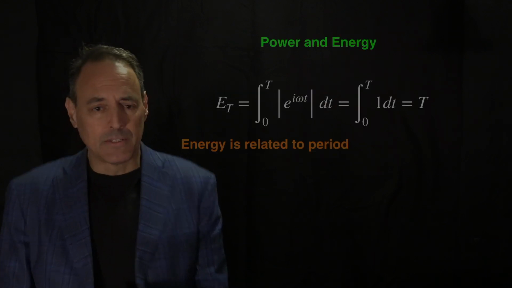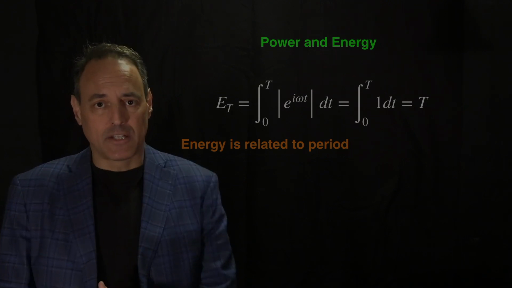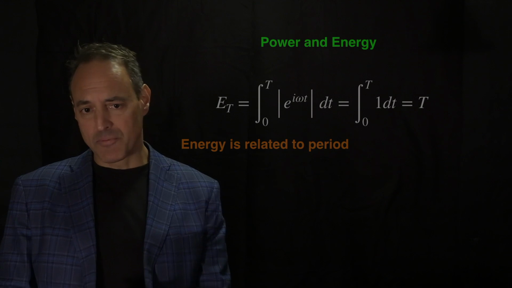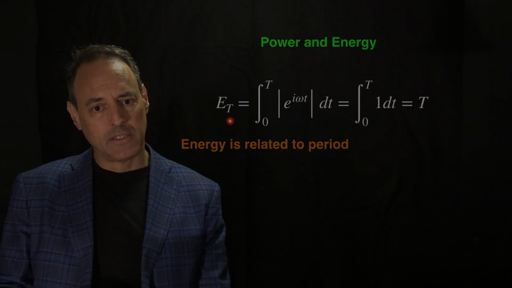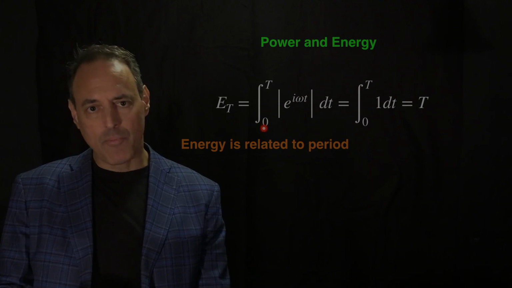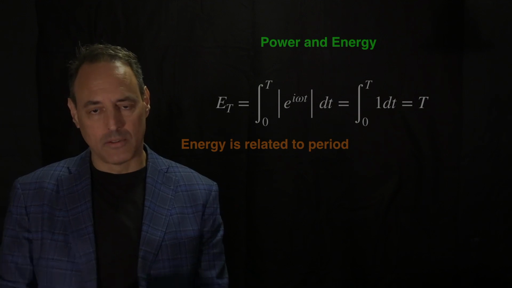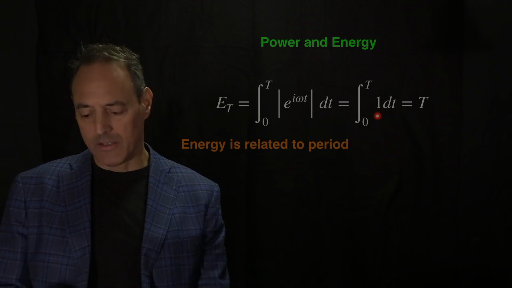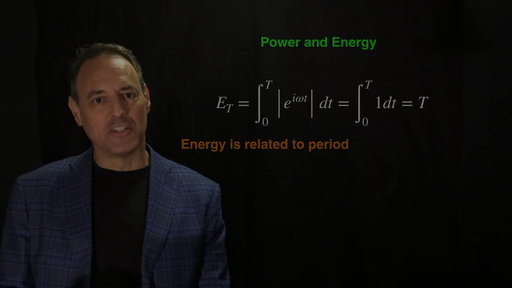Okay, let's talk about the power and energy, because the power and energy delivered by these exponential signals very much matter. And so we can think about the energy delivered over a period as simply the integral over a period T. You take e to the i omega t, take the absolute value of this, and the absolute value of this is just 1. Okay? And you integrate then 1 dt, and then your energy is just the period.